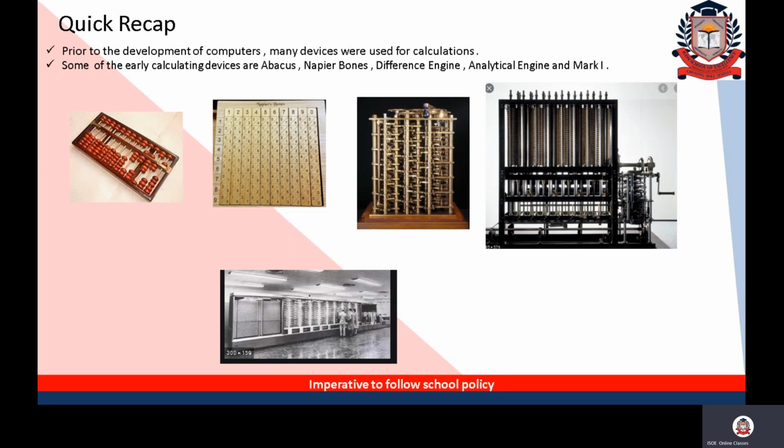Okay, and today we have learned so many early machines, correct? So let's do a quick recap of the machines we have learned. Prior to the development of computers, many devices were used for calculation. Some of the early calculation devices are abacus, Napier bones, difference engine, analytical engine, and Mark I. Each one is different. You all remember, right? Abacus was invented in China in the 16th century. What does abacus stand for? Abundant beads addition and calculating utility system.